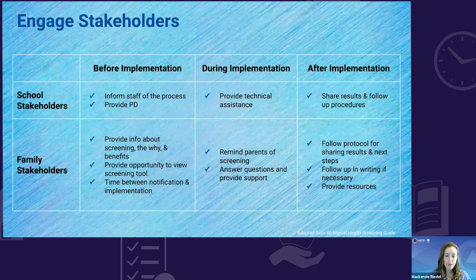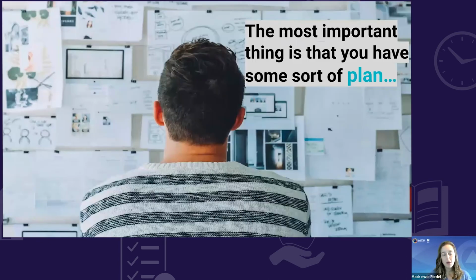So when we're thinking about those three middle steps, four, five, and six of logistics, timeline, and stakeholders, the most important thing really is just to have some sort of plan. We know that if we don't have a plan, sometimes we forget steps or things don't move along as we would prefer. And if we do have a plan, hopefully things go a little more smoothly, and then we can respond more appropriately and in a timely manner.